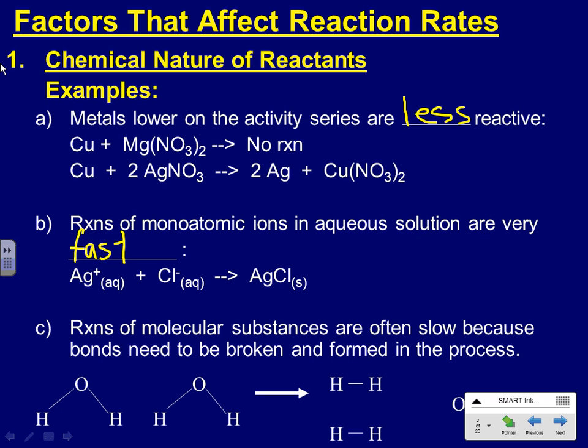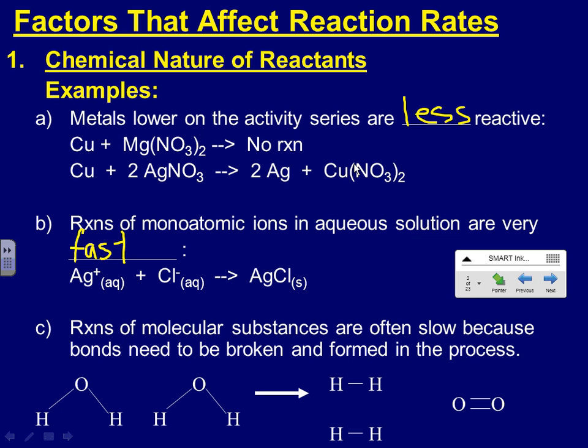If you think about it, I just have to have two particles run into each other. All they've got to do is bump into each other, and we're going to have a chemical reaction. Reactions of molecular substances are often slow because bonds need to be broken and formed in the process. So there you can see I've already put in slow for you. If you're dealing with larger molecules, we've got to break bonds, reorganize the atoms, and make some bonds in order to form the products, and that takes place slower than just a couple of ions bumping into each other and sticking together.